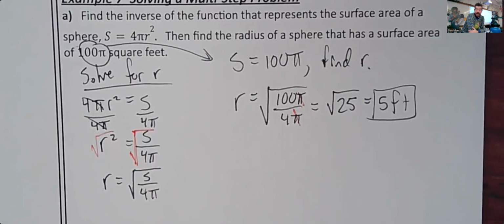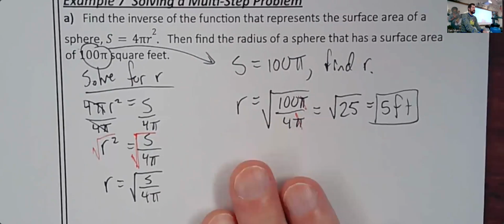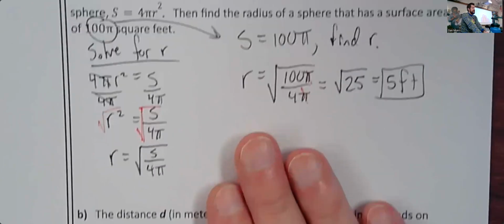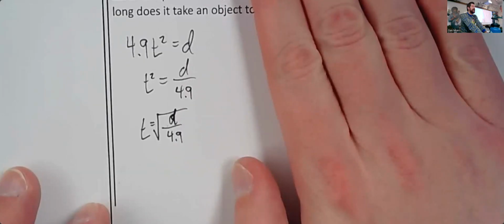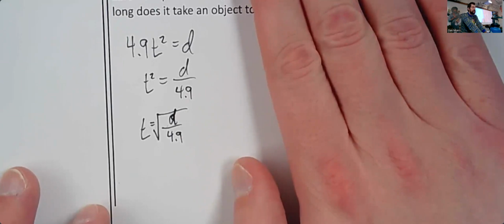I have my test. Yeah. Anybody have an answer? Anybody have an answer for B? No answers yet? Anybody have a function for T? What does T equal without any numbers? Hopefully we got that. T is equal to the square root of D divided by 4.9. Hopefully. So if D is 50, if it drops 50 feet, if the distance is 50, how long does that take?